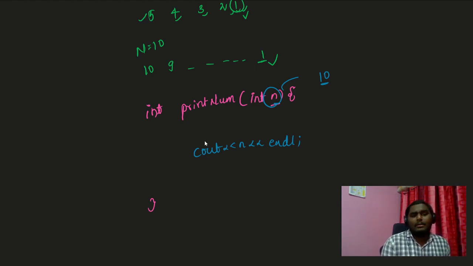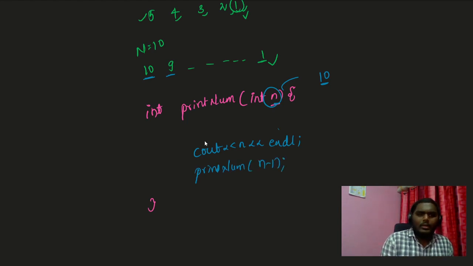Now after printing 10, what I need to print? I need to print 9, right? So it means that if I go here, I can come here and I can print that 9. So what is 9 in terms of 10? It's just 10 minus 1. So if we generalize it, it will become n minus 1. So we'll call print number n minus 1.